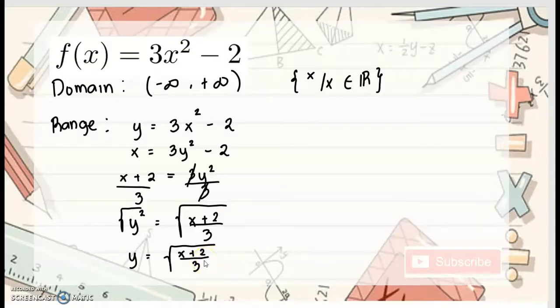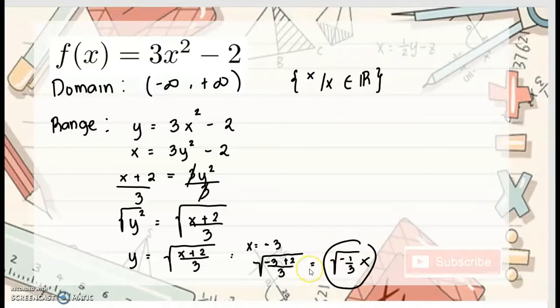But then, if we will use negative 3 on this part, so let's say x is equal to negative 3, for example. So this would be negative 3 plus 2 over 3. And that would be equal to square root of negative 1 over 3. Since this is negative, we can no longer use this one. So meaning, the only outcome that you will have here would be y such that y is greater than or equal to negative 2. Any number that would be lower than negative 2 would not be an answer here.